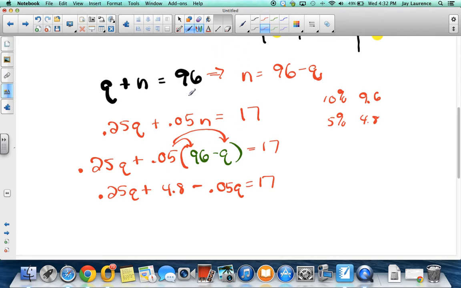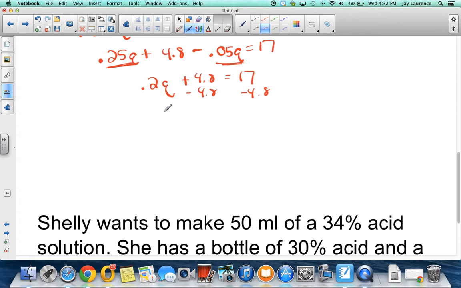Okay, so now I'm going to combine like terms. I've got Q terms here and here. And when I combine those, I'm going to get 0.2Q or 0.20Q plus 4 8/10, and that's going to equal 17. And I'm going to subtract 4 8/10 from both sides. Now, work smart, not hard here. 17 minus 4 would be 13, but I'm taking more than that away, so it's going to be 12, and make a whole.